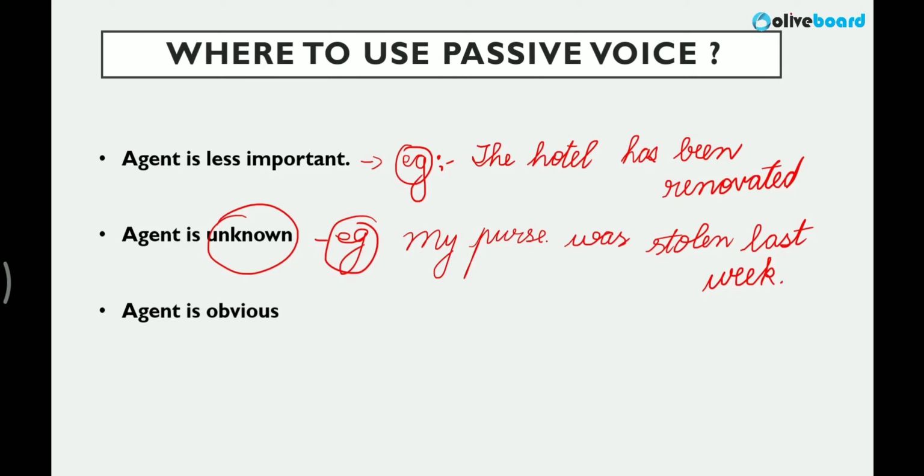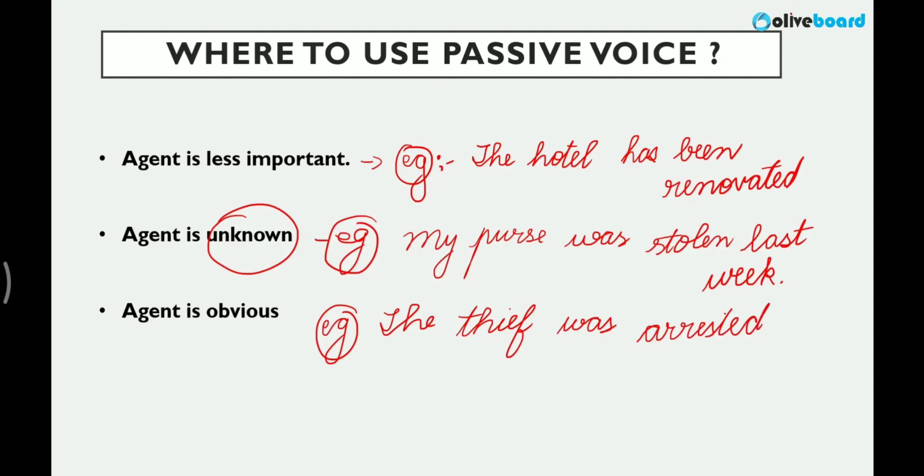Next, when you know the obvious answer to who is the subject, you don't have to mention it, right? For example, if I say the thief was arrested yesterday. Now, it is so obvious that the thief was arrested by the police. You know the obvious agent, the subject. It is not necessary to mention it. Even if you have not mentioned it, it is pretty clear. So you will not mention something which is obvious. Then we use passive form.